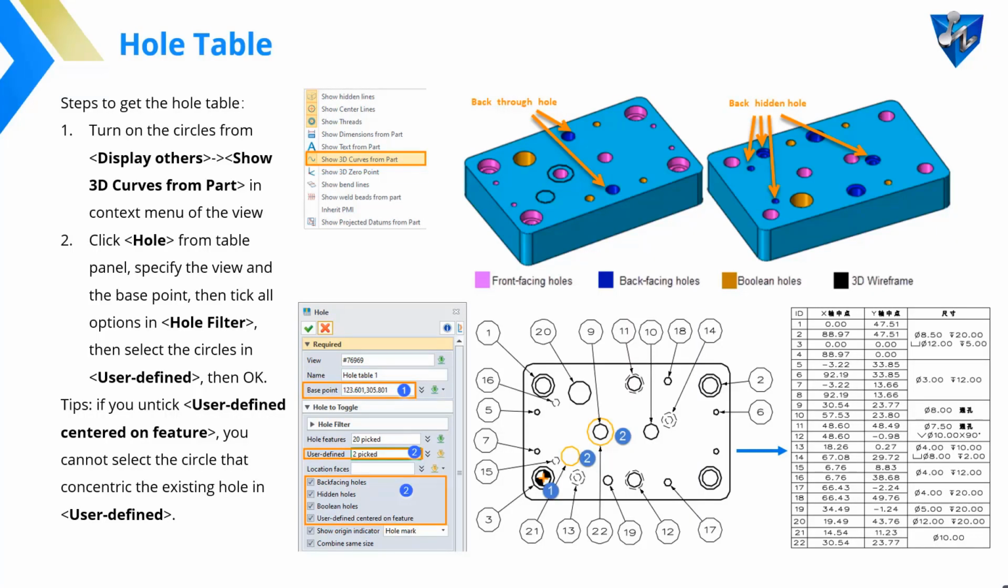Okay, after we learn about the basic dimension and also the baseline, continuous, and ordinate dimensions, we will learn about the hole table, because the hole table is very frequently used, and there are also some settings we need to pay attention to. In this case, I will show you different kinds of holes and how we can fill them out to create such a hole table. So let's check in the software.